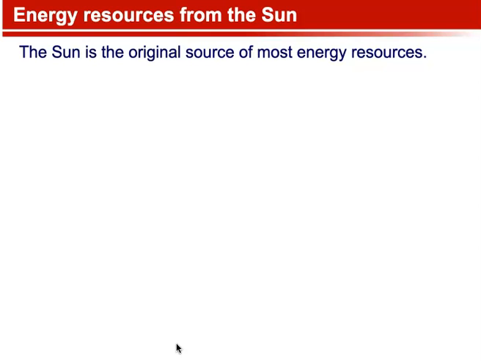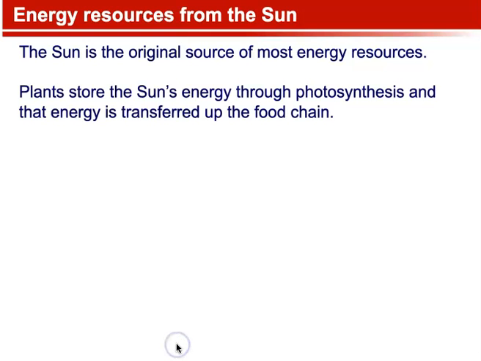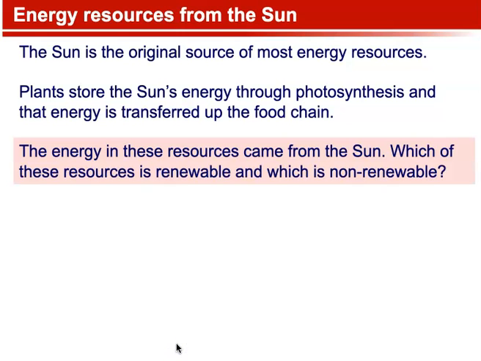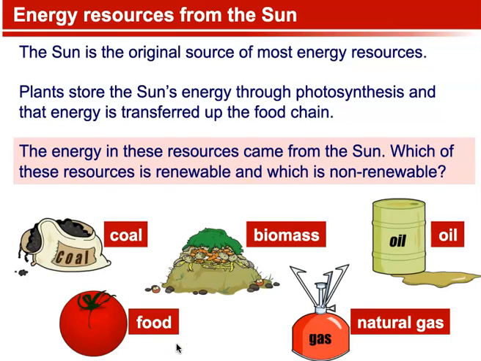Energy resources from the sun. The sun is the original source of most energy resources. Plants store the sun's energy through photosynthesis, and that energy is transferred up the food chain. The energy in these resources came from the sun. Which of these resources is renewable and which is non-renewable?